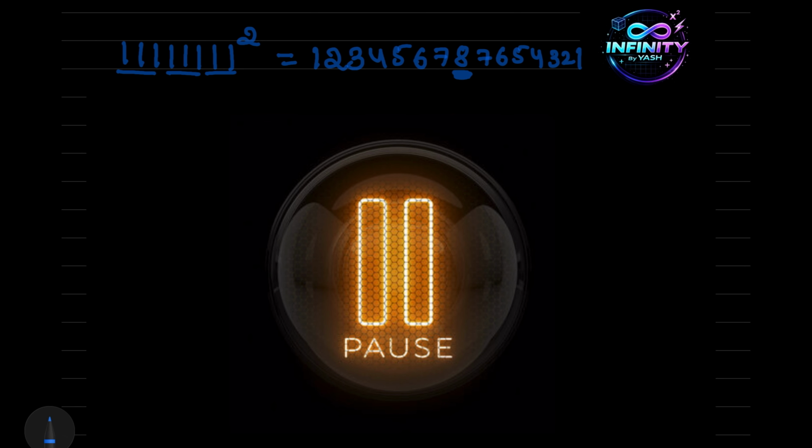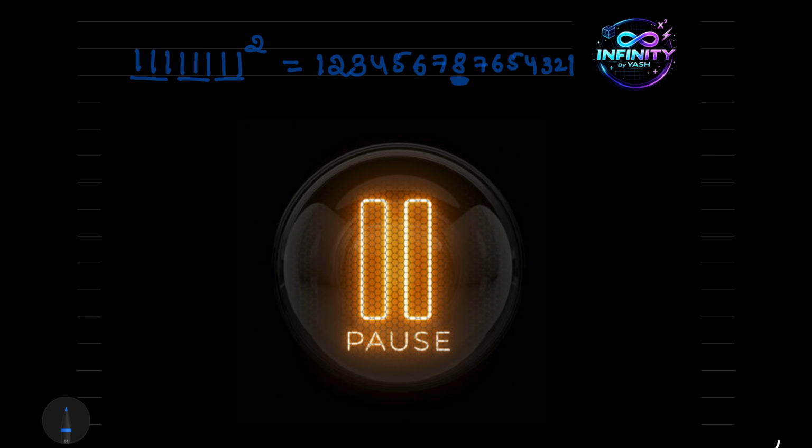Think carefully. Yes, the answer is 1, 2, 3, 4, 5, 6, 7, 8, 7, 6, 5, 4, 3, 2, 1. Because how many ones are there? 8 ones are there. So the highest number is 8. Amazing. Once you understand the pattern, you don't even need to calculate. The fun fact is, many competitive exams include pattern based questions. Instead of lengthy calculations, they test whether you can recognize hidden mathematical patterns or not.